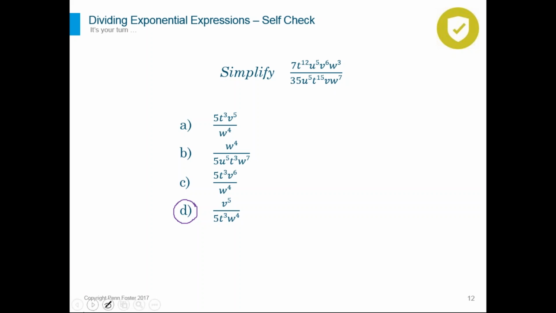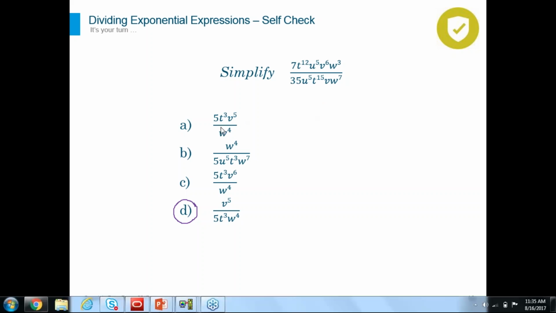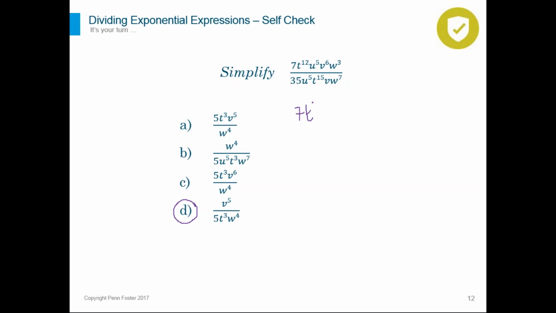Okay, I'll do that for Mendy and everyone else who wants to see that problem. The same process that we have been following for dividing exponential expressions. So I'm going to rearrange my question. I just realized that they are not in order. So I'm going to keep the 7t to the 12th power, u to the fifth, v to the sixth, and w to the third the same, and then rearrange the bottom.